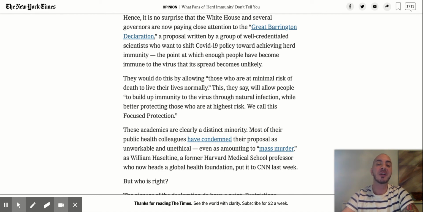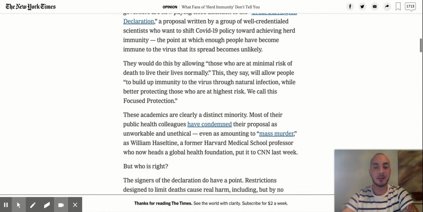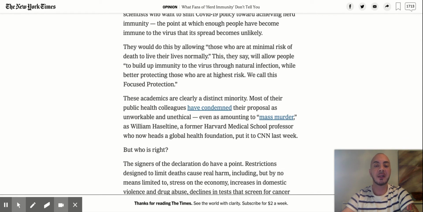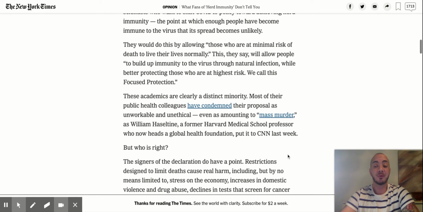These academics are clearly a distinct minority. Most of their public health colleagues have condemned their proposal as unworkable and unethical, even as amounting to mass murder, as William Haseltine, a former Harvard Medical School professor who now heads the Global Health Foundation, put it to CNN last week. But who is right?